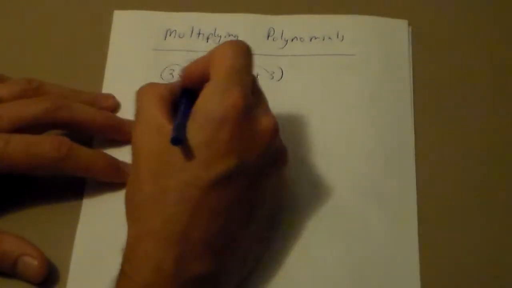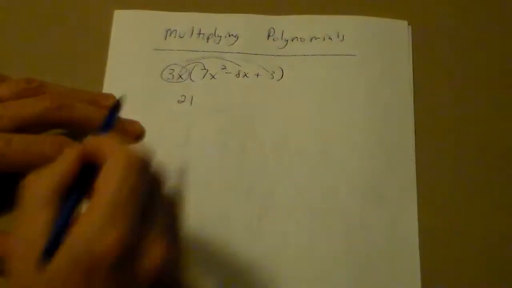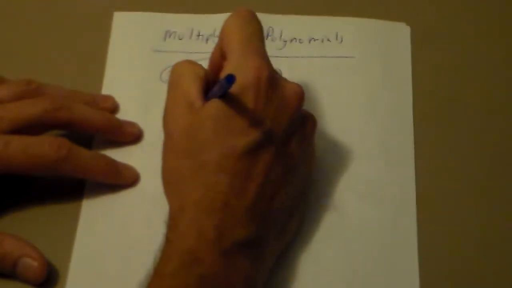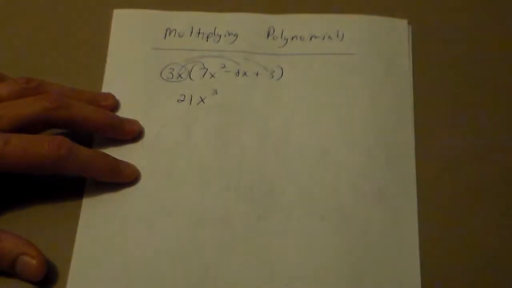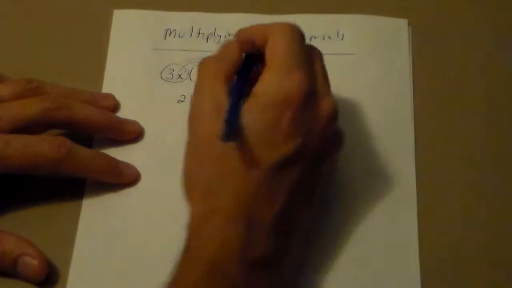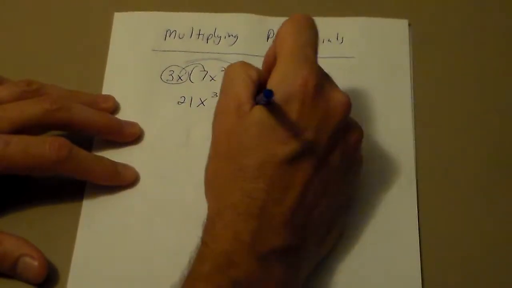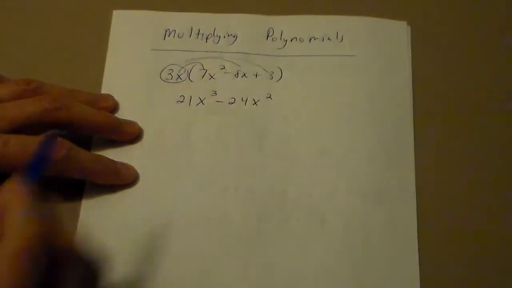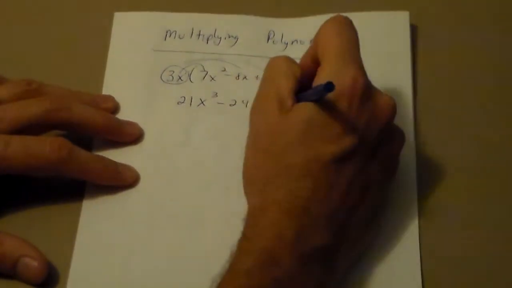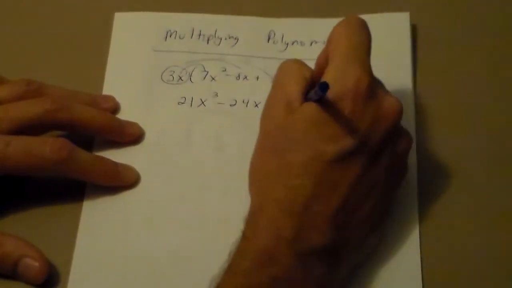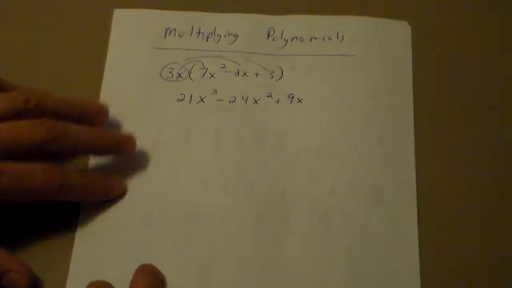So this times this, 3 times 7 is going to be 21, and x times x squared is going to be x cubed. And then 3 times negative 8 is going to be negative 24, and x times x is going to be x squared. And 3 times 3 is 9, and then we have that x there. Okay, another one?